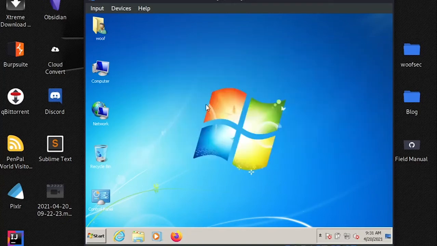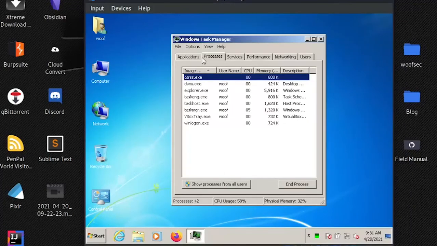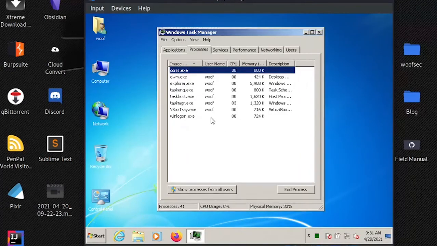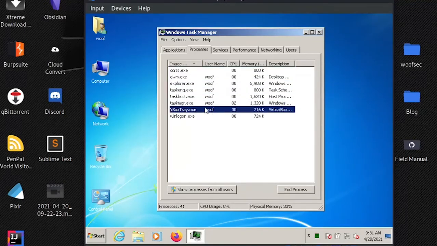Let me take you to the task manager to show you something. Here I have a list of processes running on the system. Okay, this is Windows 7, I forgot. Only a few processes are running on the system, but you see that some of them are running under woof and some will run under different users. If you have a server on your machine, it will run under the low privileged server user. If you have other processes running simultaneously under different users, you will also see them listed here.